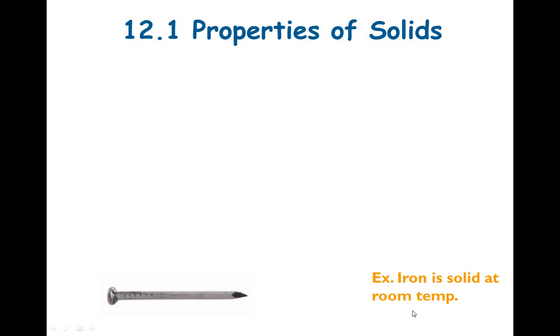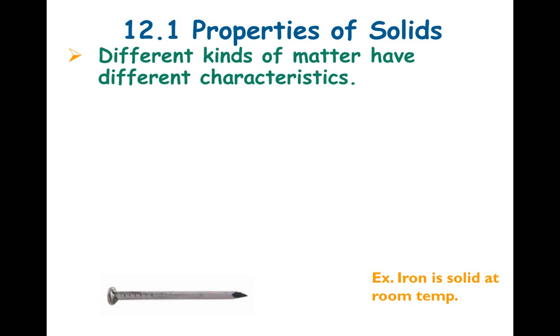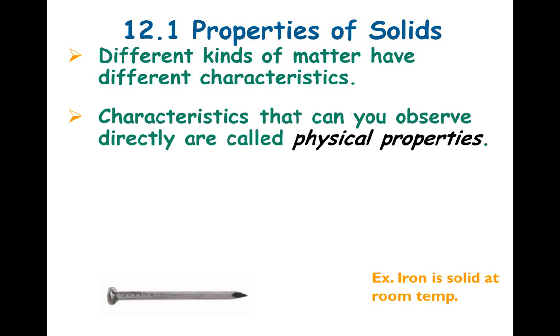So we're going to be talking about properties here. 12.1, properties of solids. Different kinds of matter will have different characteristics. Characteristics that you can observe directly are called physical properties. These are the properties that you can observe with your senses. You know, the taste, touch, hear, smell, those type of things. You can observe them and they're quantifiable.